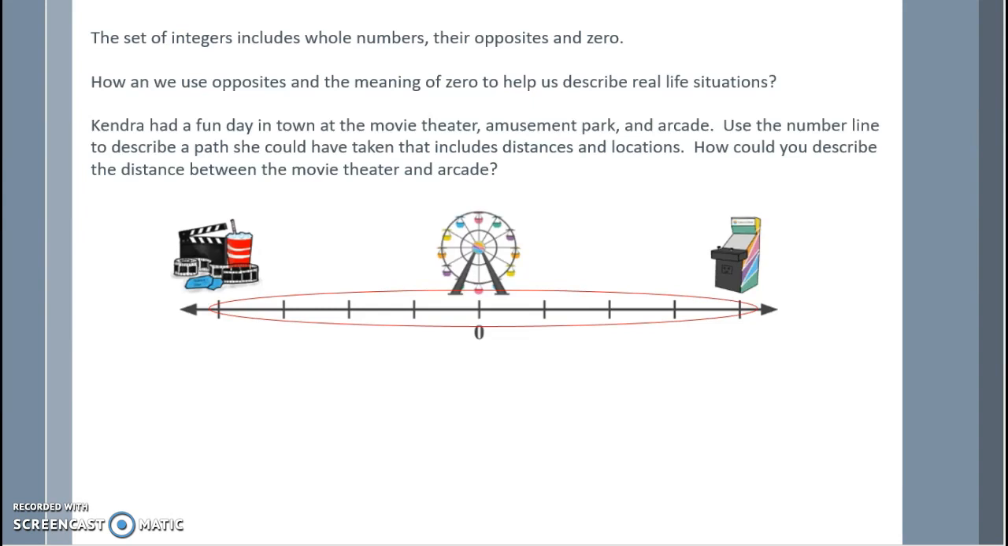Well, I see the movie theater is on the far left and the arcade is on the far right. She went a total of 8 units from the movie theater to the arcade simply by counting 1, 2, 3, 4, 5, 6, 7, 8.